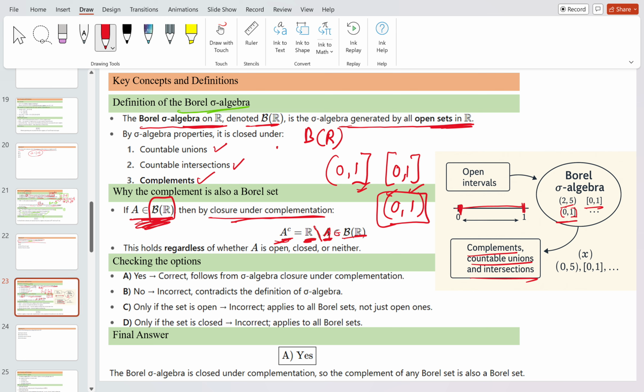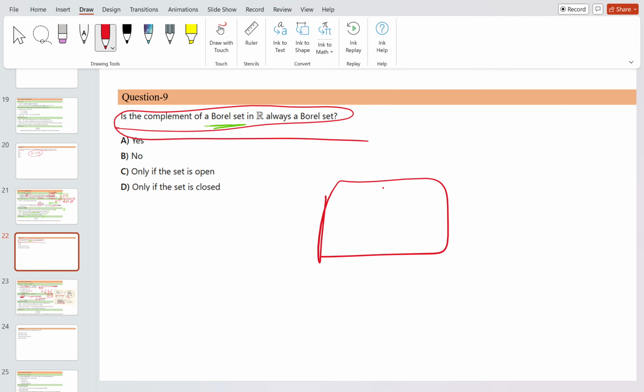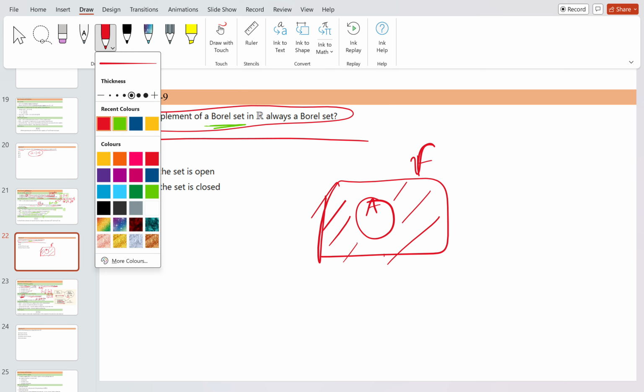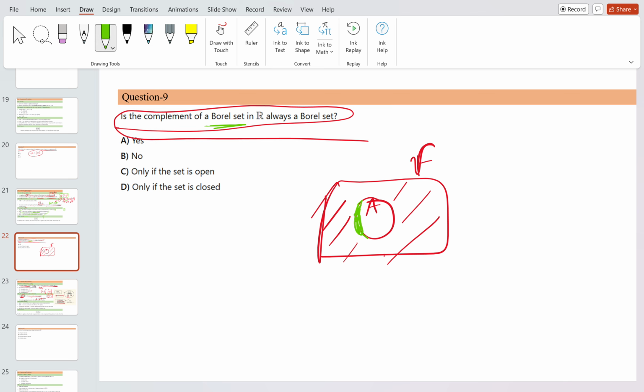Because if A belongs to the Borel set, all the open subsets inside of that, the A complement, will also belong to the R. Why? Because that is also a sample space, as we have already seen. Suppose this is F and this is A, and the other part is the A complement. That is the simple form. Open means this boundary is not closed.